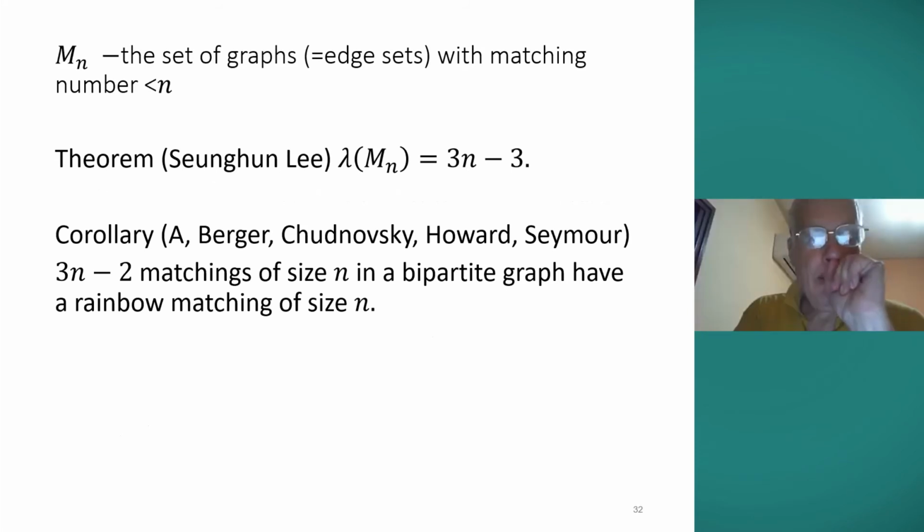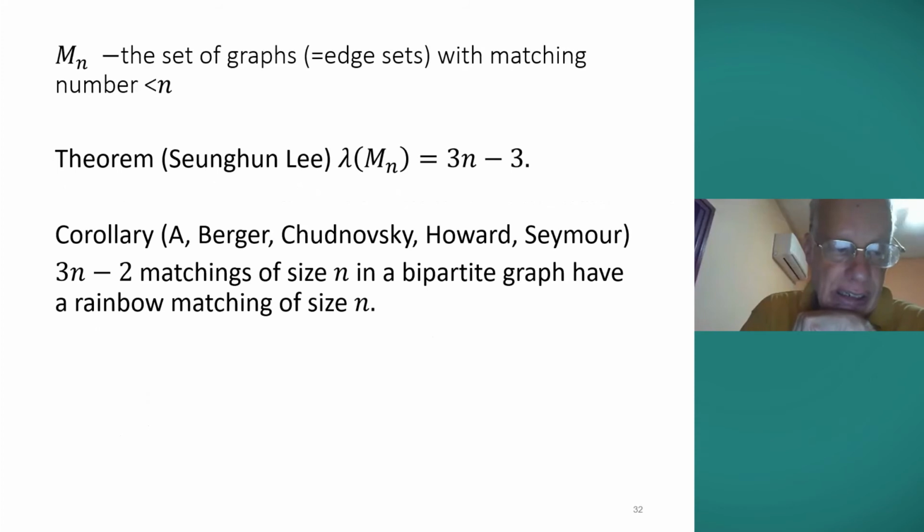So, Sung-Hoon Lee, who is a student of, so it's really late, I forget, the Korean guy with Holmsen, I'm really ashamed. Do you remember the Korean guy with Holmsen? Yes, sorry. So Sung-Hoon Lee is a student of Holmsen, and he found what is lambda of non-bipartite MN. What is this? Non-bipartite MN is the complex of sets of edges in any graph, not containing a matching of size n, and he found that the lambda is 3n minus 3.